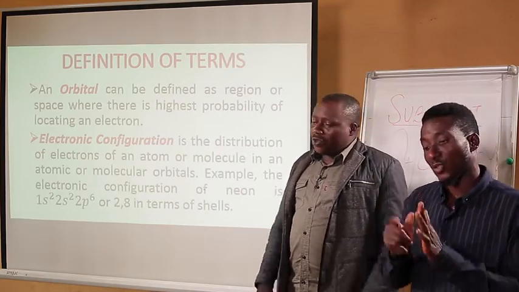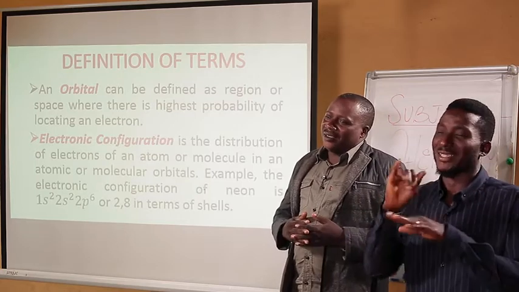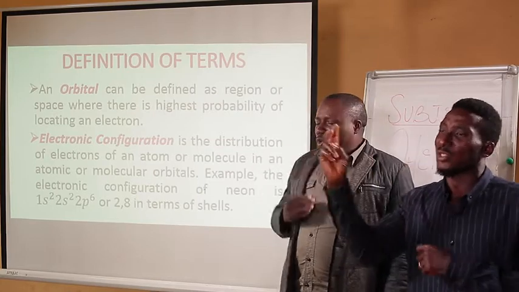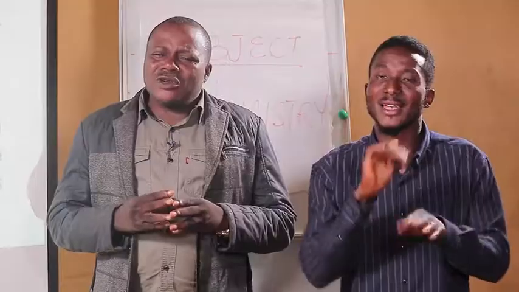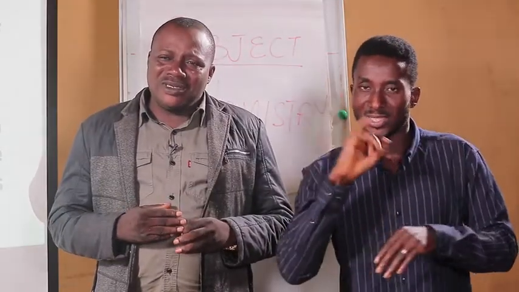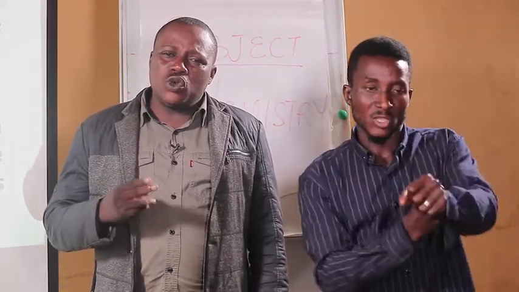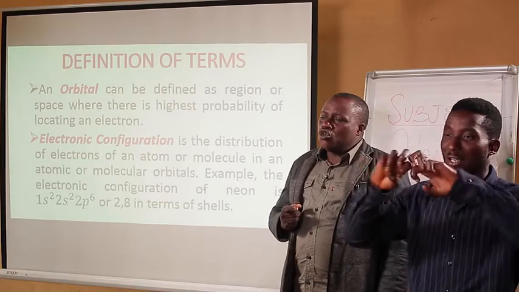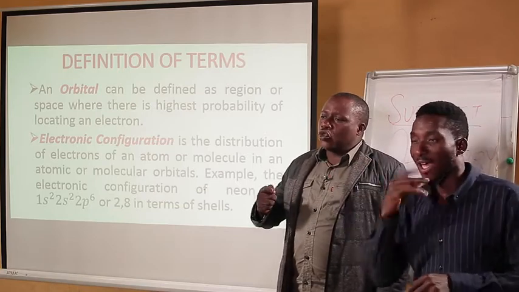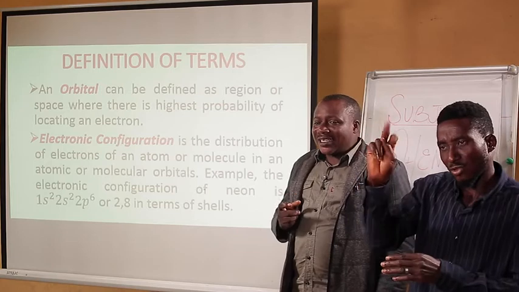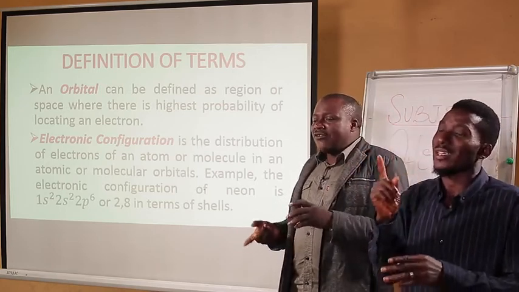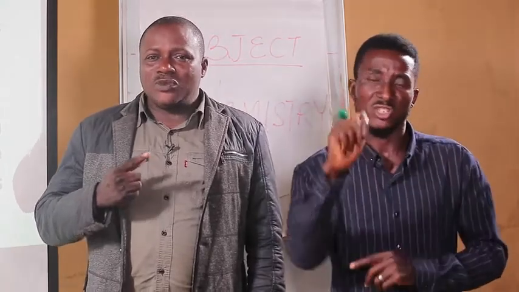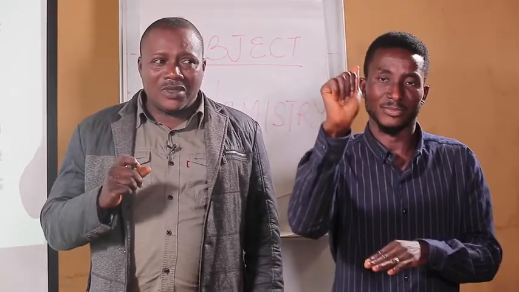Let us look at the definition of an orbital. What is an orbital? You will recall while you were in SS1, you were told that an atom is made out of three fundamental particles. These particles consist of the proton, neutron, and electron. The proton and the neutron are found inside the nucleus of an atom, whereas the electron is found revolving around the nucleus of an atom inside something that we describe as a shell.